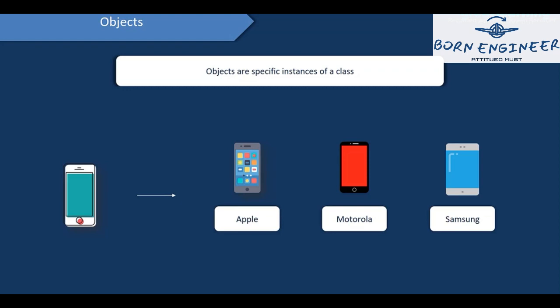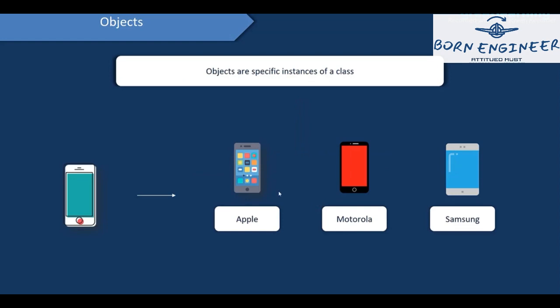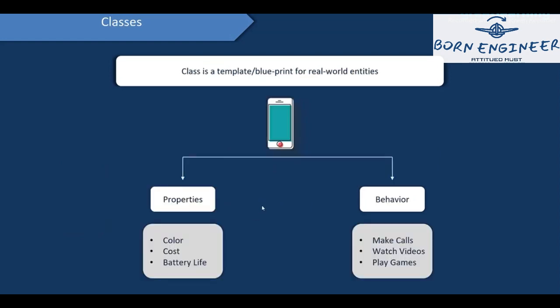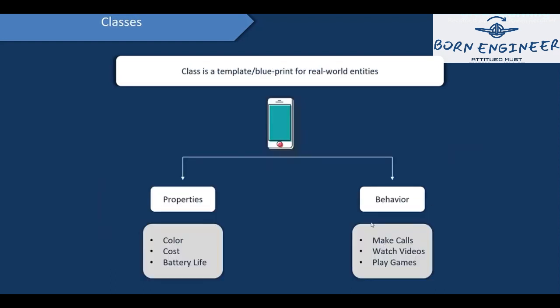Another thing you need to keep in mind is that all of these objects, since they are part of the mobile phone class, would have the same set of properties and behavior. The Apple phone would have a specific color, a cost, and a proper battery life. Also, with this Apple phone, you'll be able to make calls, watch videos, and play games. Similarly, it's the same thing with this Motorola phone. It would have a color, a cost, a battery life, and also you can make calls, watch videos, and play games.